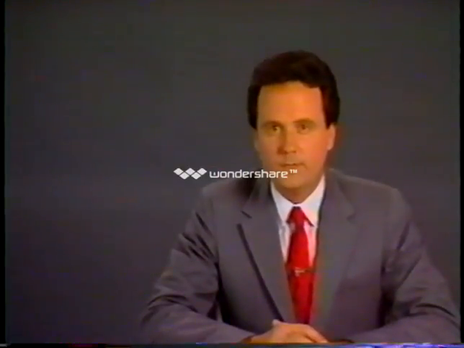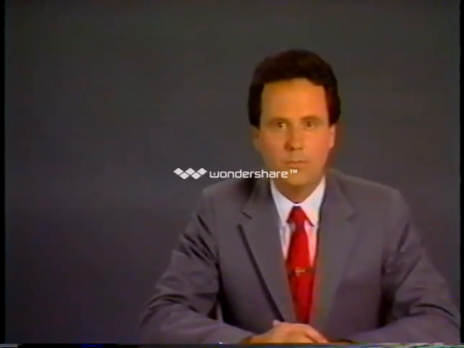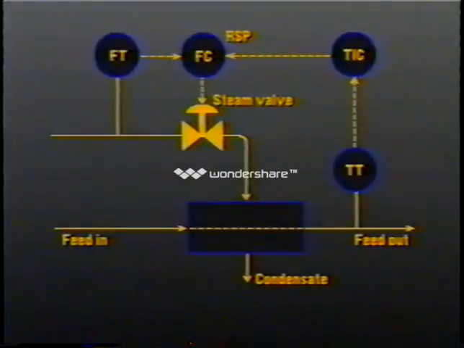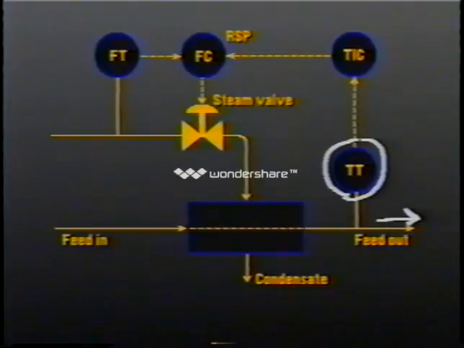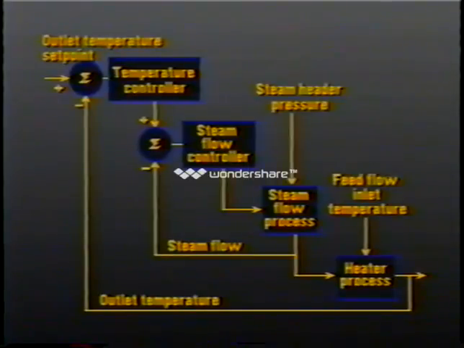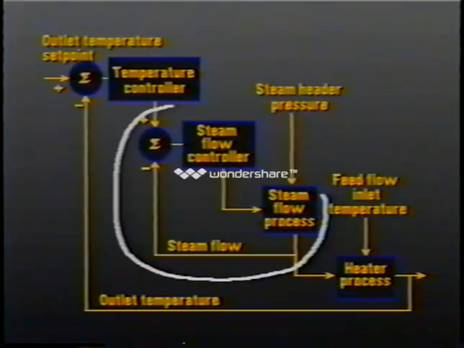What we are going to do is to implement cascade control by adding an inner control loop for the steam flow process. Since our primary objective is to control outlet temperature, we will call this our primary loop. The output of this temperature controller becomes the remote set point of this flow controller, which actually manipulates the control valve. On the block diagram, we can see that the steam flow loop is the secondary or inner loop.